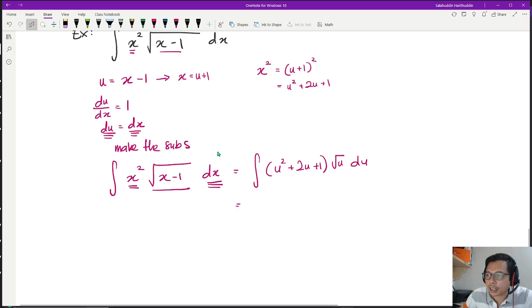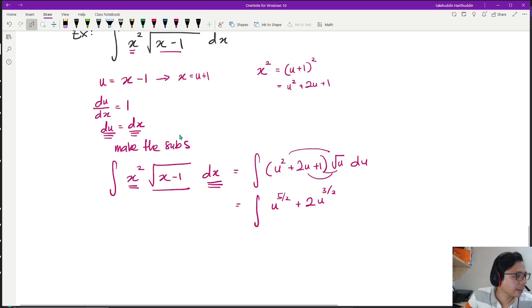So now what we've got here is basically that times that, sum that, sum that. So that will be u to the 5/2, and then plus u to the 1/2 du, plus the other term. Okay. All right, so it's much easier than we thought.